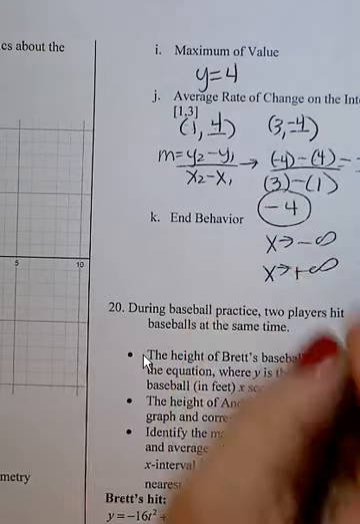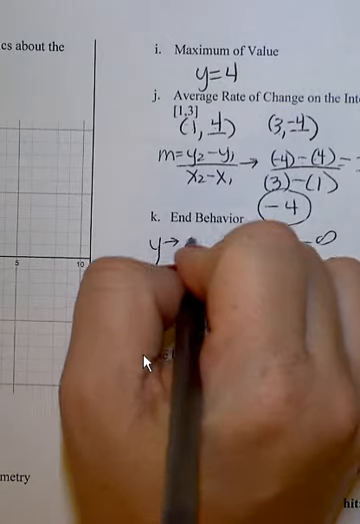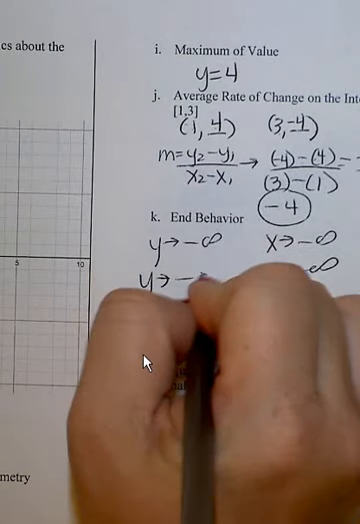What is the end behavior of this function? For this particular function, when you go to the far left and the far right, in both cases, it's heading downward.